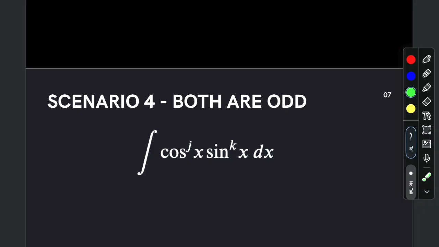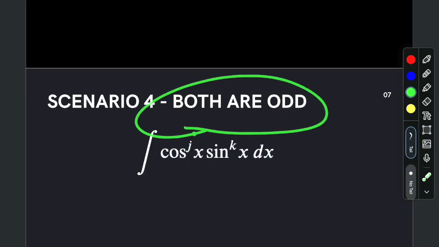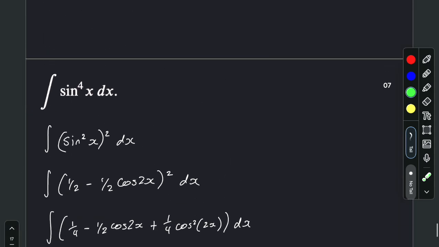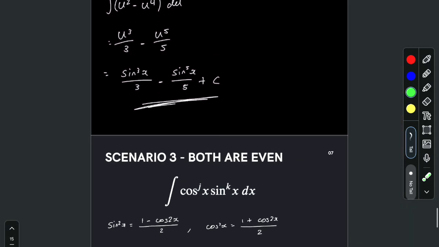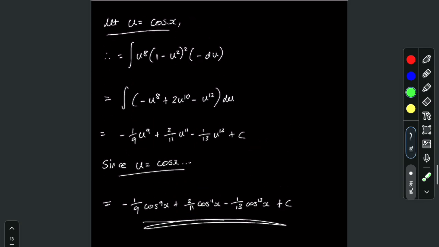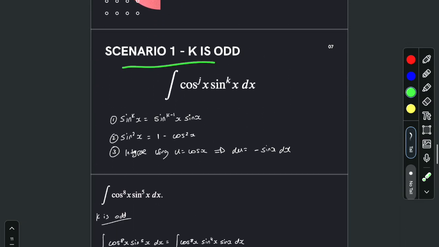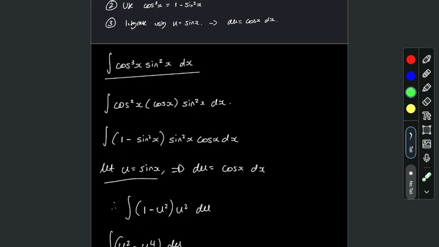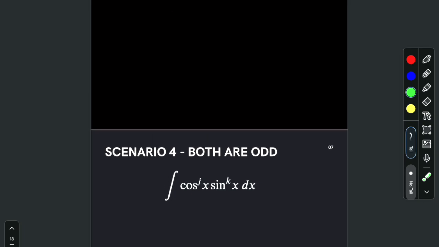Lastly guys, if both are odd, all you have to do is apply the scenarios of either 1 or 2, either or. It doesn't make a big difference, and that will enable you to basically get the same kind of results. So remember, if both are odd, it doesn't make a difference.